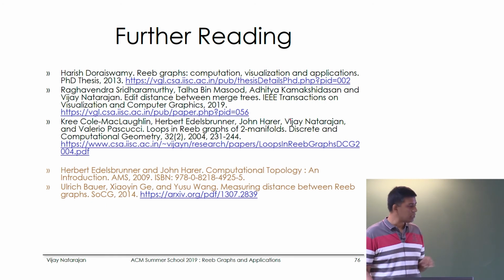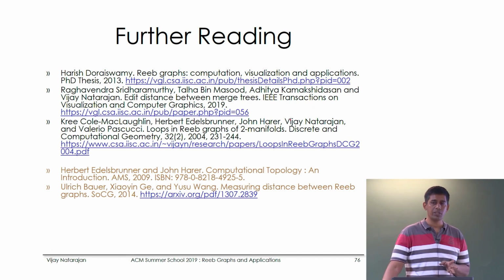The last two references are more generic references. This is a book on computational topology, if you are interested broadly in this topic, right. Reeb graphs, there are other data structures also. There is one recent paper, this is an early version of that recent paper, on comparing distances between Reeb graphs, right. This is a very nice, interesting result, so I wanted to highlight that. There are several other references. These are a good starting point for you, right.